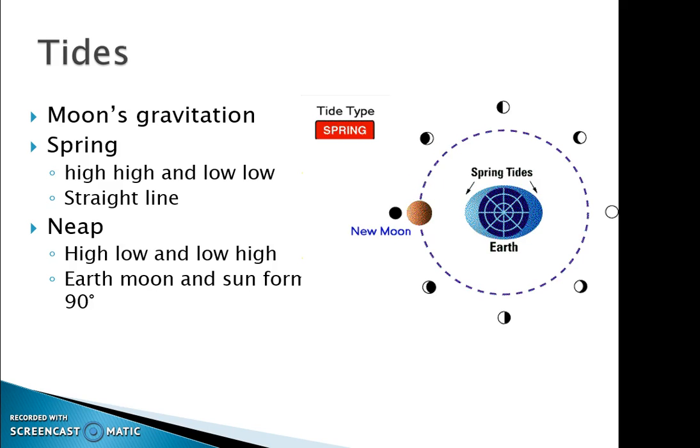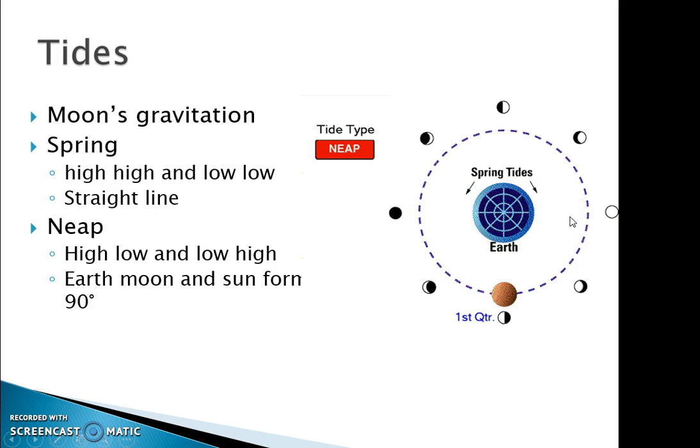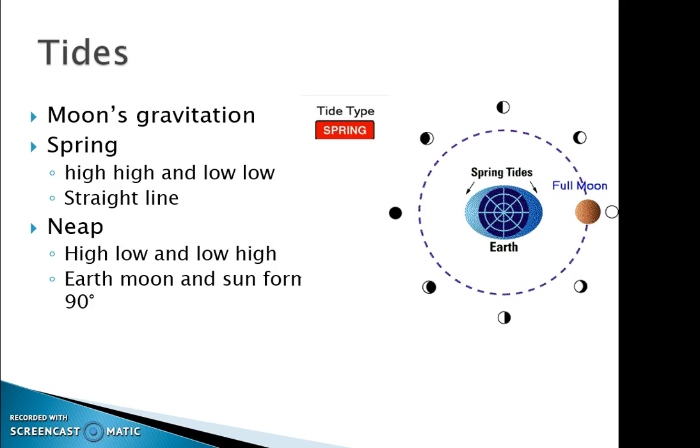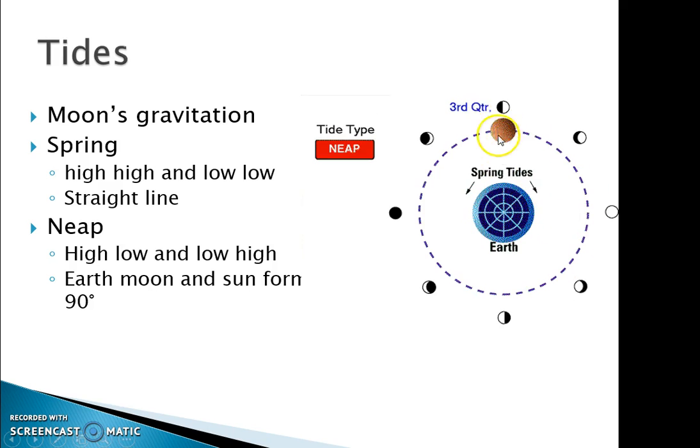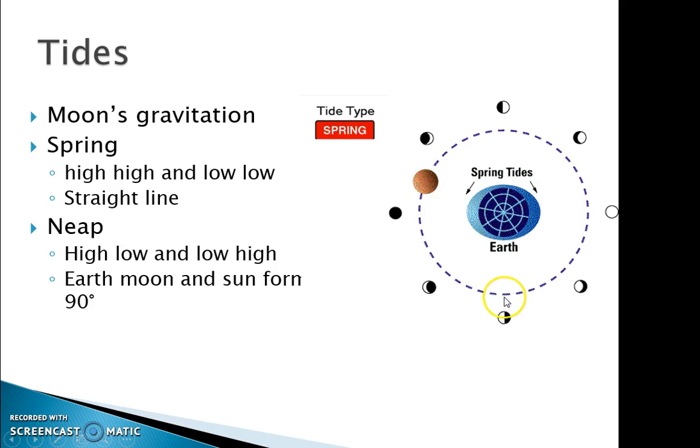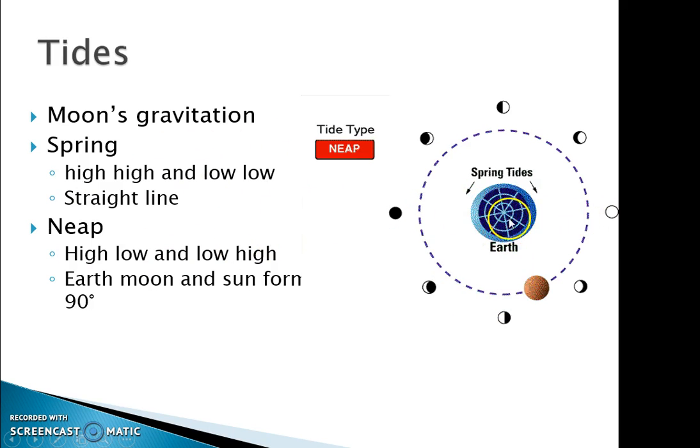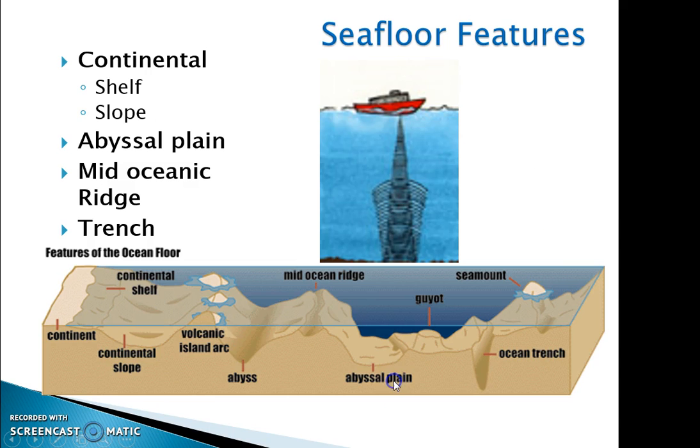Okay, a neap tide happens where you get not much of a high tide and not much of a low tide. This happens when the moon is in third quarter or first quarter, because with the sun being over here, the earth and the moon are at a 90-degree angle. 90 degrees gives you a neap tide.